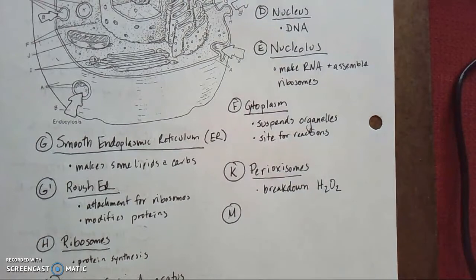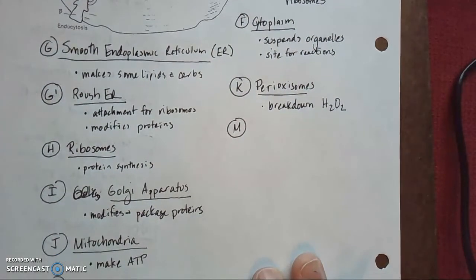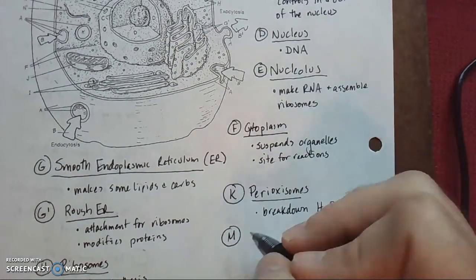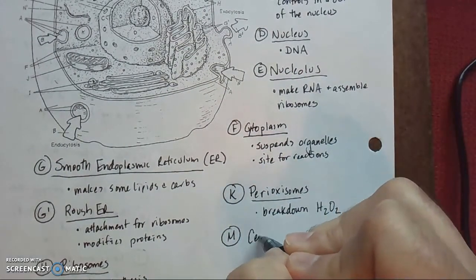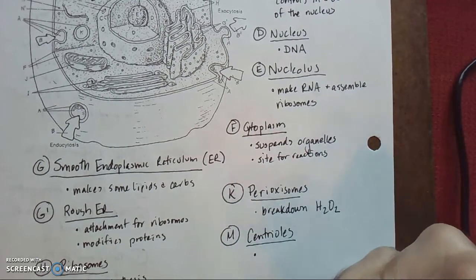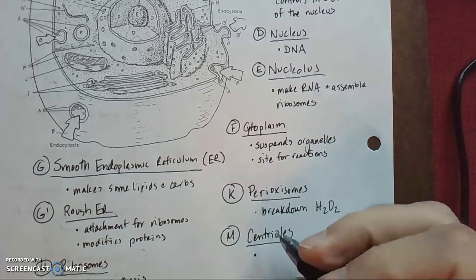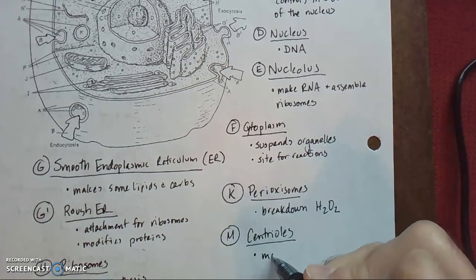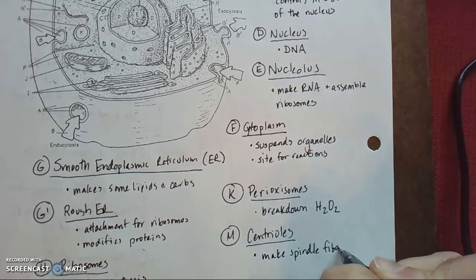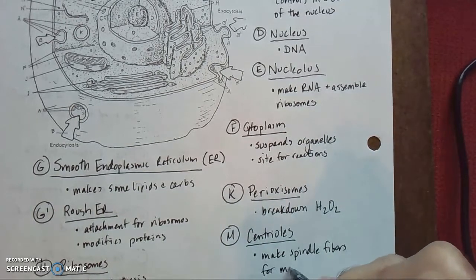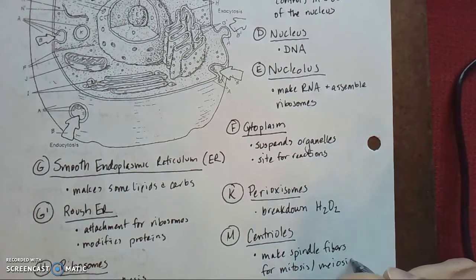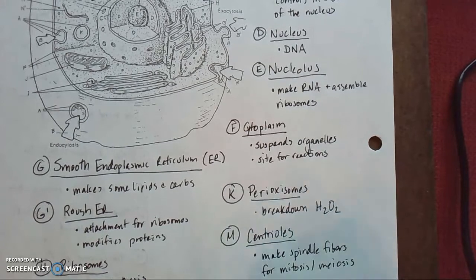Letter M. I kind of did those out of order, so it should be K then L, but that's okay. Letter M stands for the centrioles. And centrioles are involved in processes that we'll talk about later, but these make spindle fibers for mitosis and meiosis, which are processes of cell reproduction.